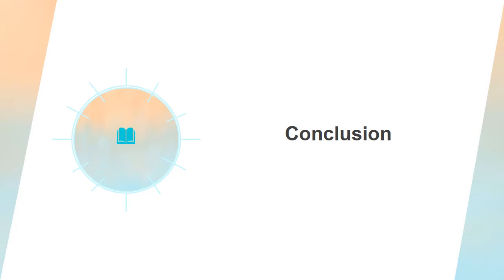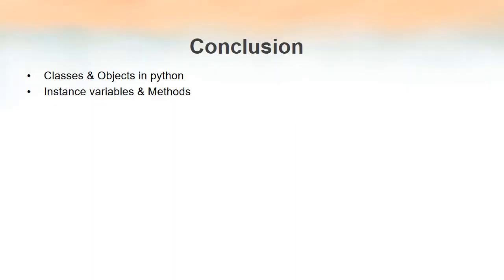We shall conclude now. In this video lecture we discussed what a class is, what an object is, how to write a class, how to create objects from a class, what instance variables and instance methods are, and how to access those variables and methods by using the class as well as objects.